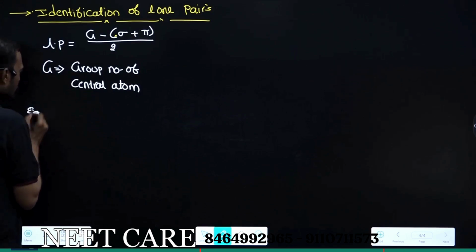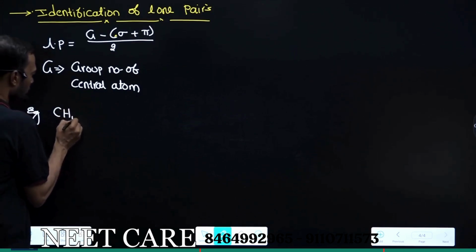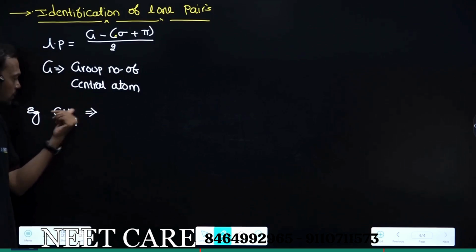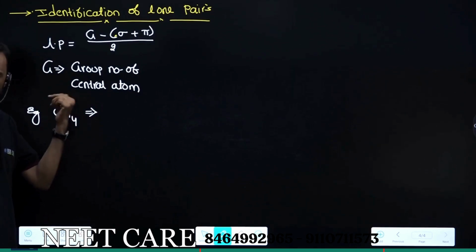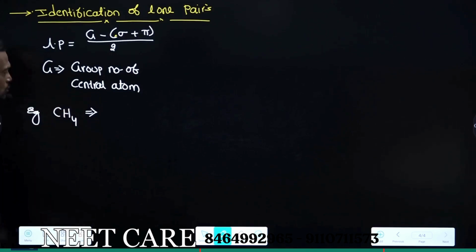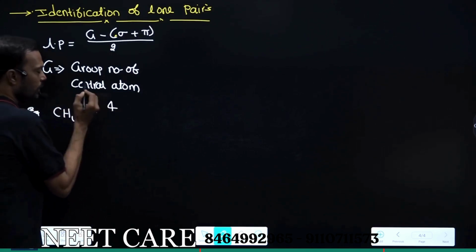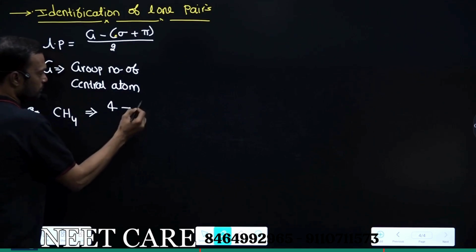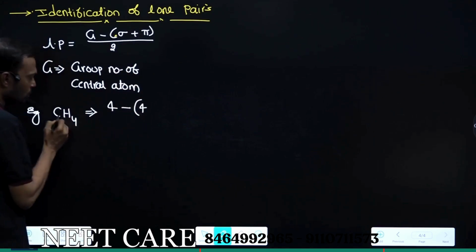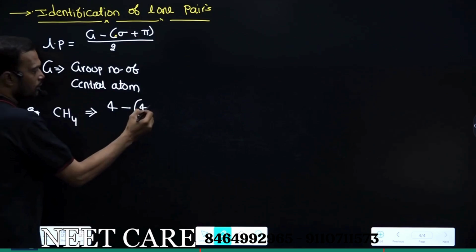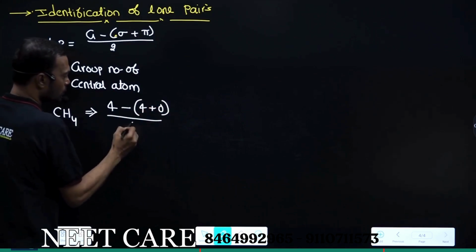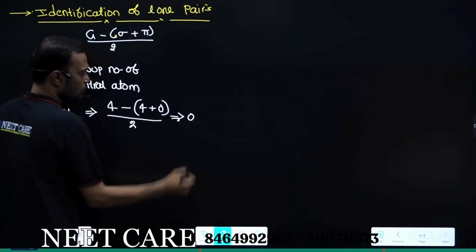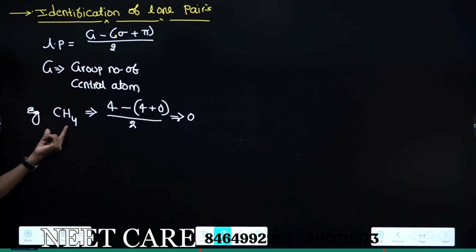If I take methane, we know methane has tetravalency around carbon, carbon having 4 bonds, and we know very well all 4 hydrogens belong to sigma bonds. So what is the group number of carbon? 4. Every time try to select the central atom of a molecule. Now how many sigma bonds are present? Sigma bonds are 4 because around carbon 4 hydrogens are available. There are no lone pairs, divided by 2. So 4 minus 4 is 0. Means methane carries no lone pair.